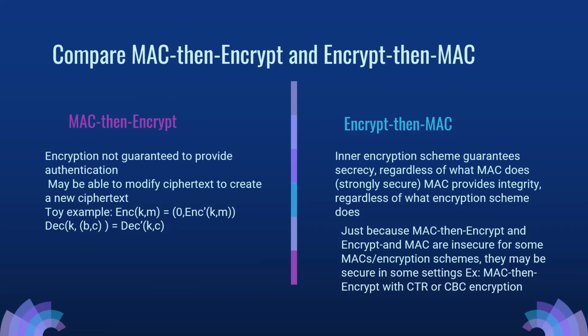So now we go for the encryption then MAC. In this scheme, encryption guarantees secrecy regardless of what the MAC does, so it is strongly secure. MAC provides integrity regardless of what the encryption scheme does. Just because MAC then encrypt and MAC are secure for some MACs and encryption schemes, they may be secure in some settings. Examples: MAC then encrypt with CTR or CBC encryption.